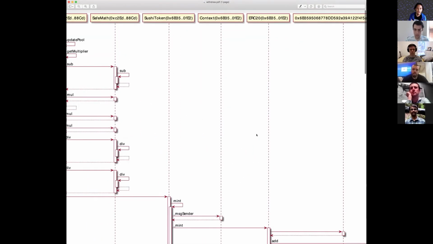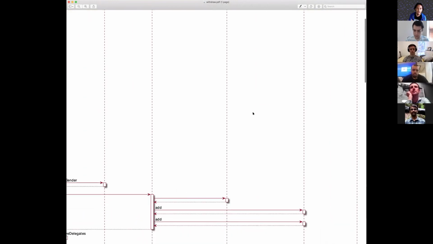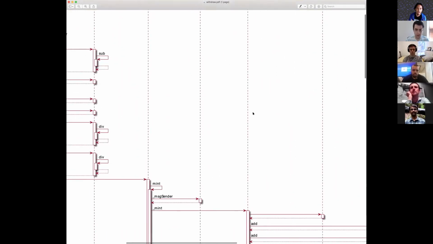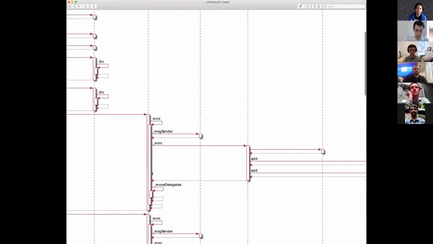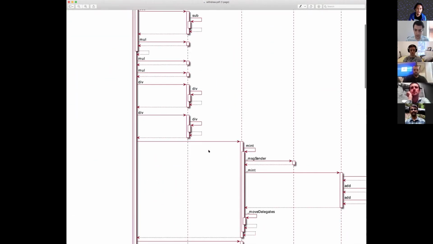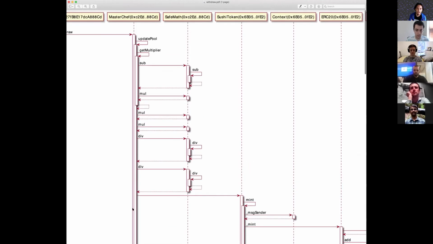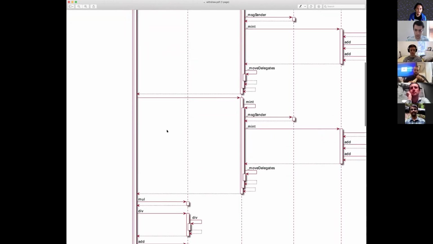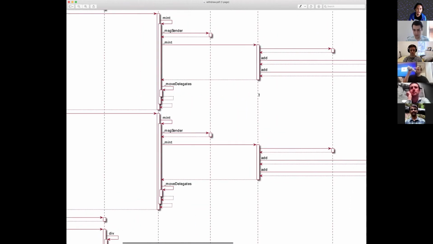And then what happens here? More safe math. So this is SUSHI token, and then SUSHI token comes back and gives those tokens back to the MasterChef, and then MasterChef goes and mints.